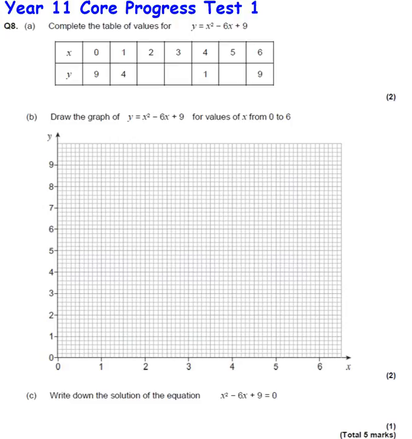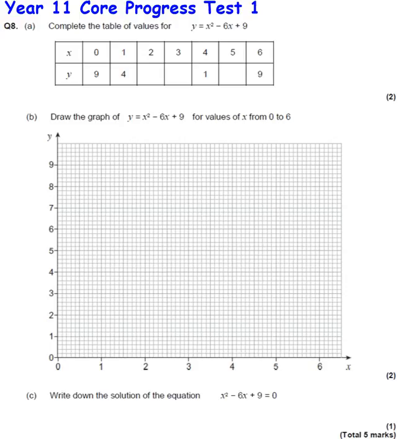Welcome to Question 8 on the Year 11 Core Progress Test 1. Question 8 is all about plotting quadratic graphs. Part A asks us to complete the table of values for y equals x squared, take away 6x, plus 9. We can see that some of the values have already been filled in.